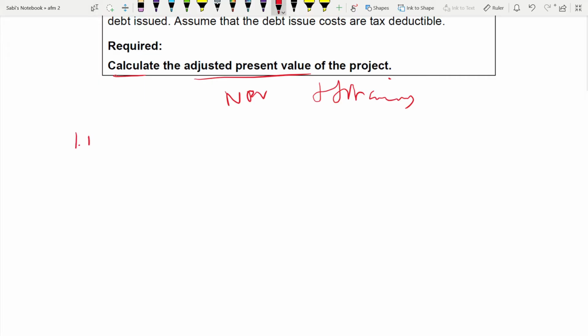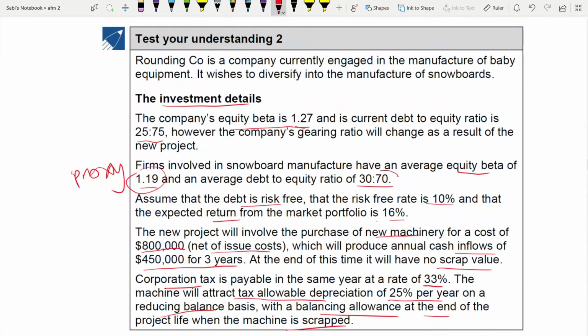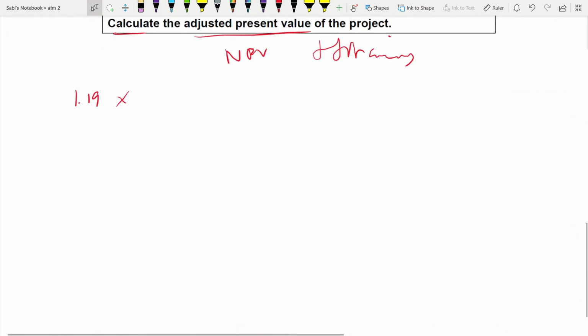So 1.19. Now tell me, I'm using the formula, I'm not writing the formula down. Debt equity ratio. Whose debt equity ratio are you using? Proxy company's. 30-70: 30 is debt, equity is 70. Sometimes they give equity to debt, sometimes debt to equity. Make sure you know it. 30/70 or 70/30, it's very important.